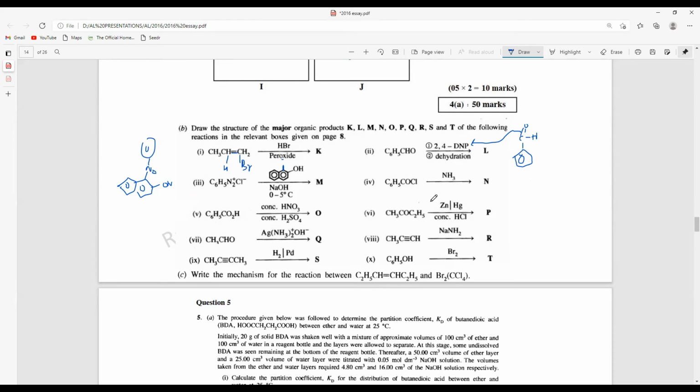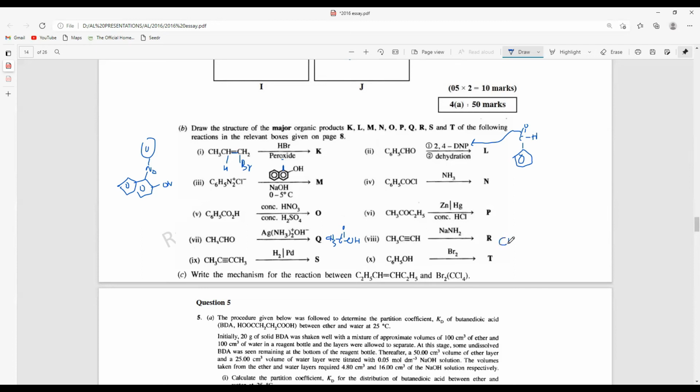And this is Clemmensen reduction. CO will be converted to CH2, and here CH3CHO with the silver diamine complex. So this will be converted to a carboxylic acid because this is oxidation. So CH3 oxidation, in fact, sorry, CH3COOH. And this is going to reduce, forming the silver mirror. Ag plus to Ag0. And here's NaNH2.